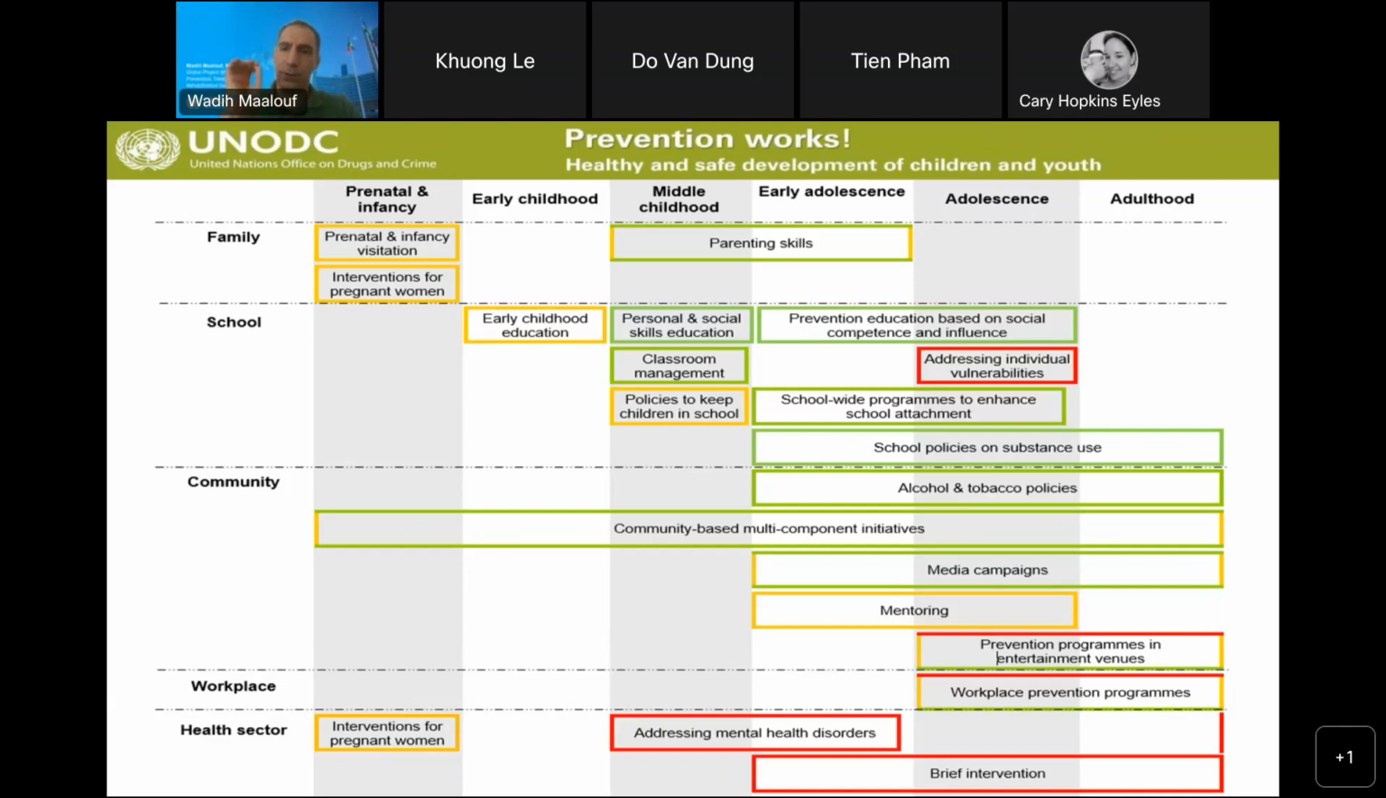And these are for kids that are showing certain symptoms that need to be addressed early before they progress into something more significant. So if we unpack what's happening within schools, of course, there are packages that can start, as I said, in early childhood to prepare the children to go to school. But as you see, these are interventions that are in yellow, early childhood education.